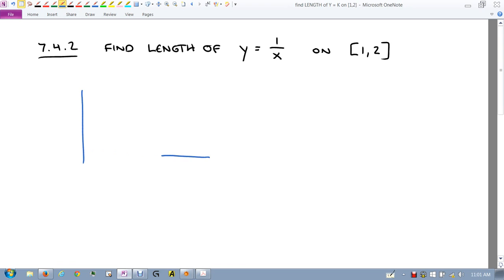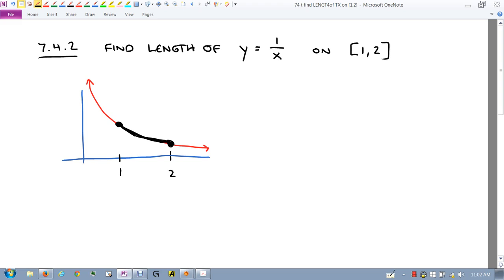So draw a quick picture. y equals 1 over x. I hope we all know it looks like this. There's another side to it, but I'm not going to draw it. And we're only interested in the length from 1 to 2, which means this little section. How long is that section? Is the question. Understand? And all we're going to do is apply the formula.